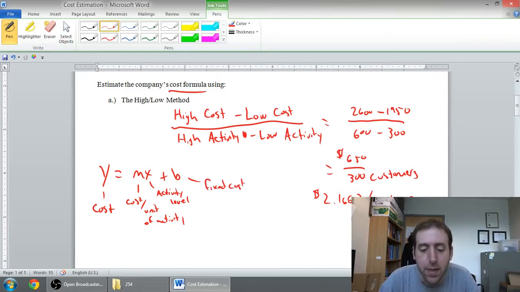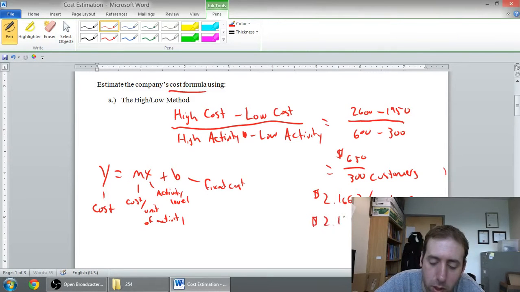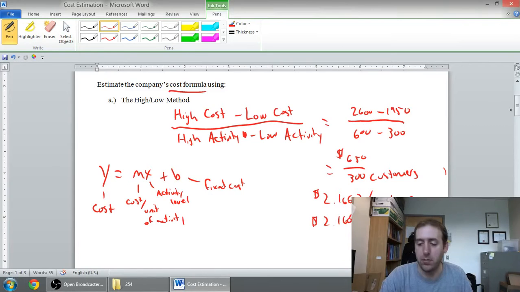So let's look back to what we've calculated with the high-low method. We've calculated the cost per customer. And when I look at y equals mx plus b, it looks like we've calculated m, cost per unit of activity. Our unit of activity is the customer. We've calculated our m. So 2.1667 per customer, probably didn't have to write that again, is m.